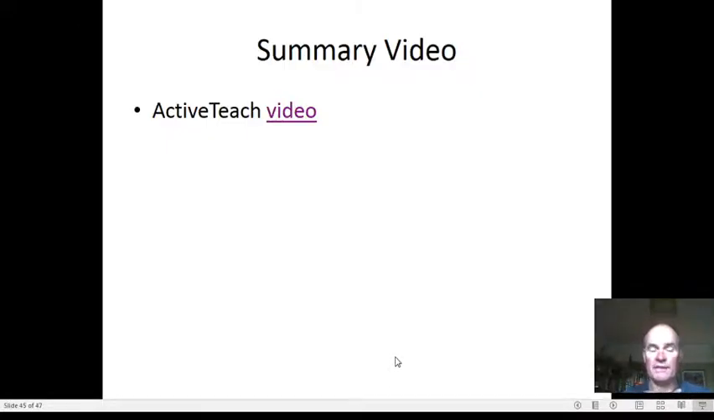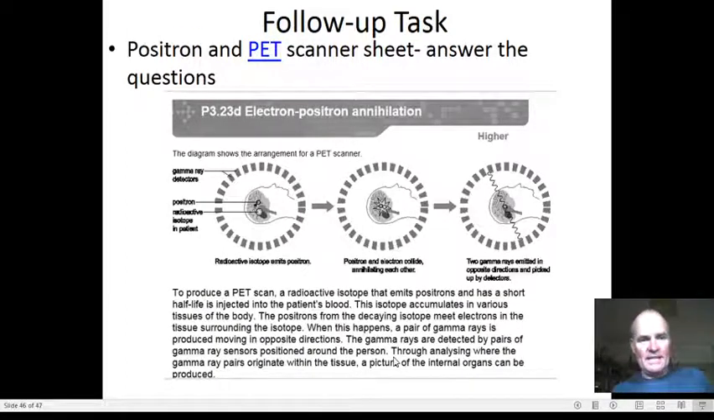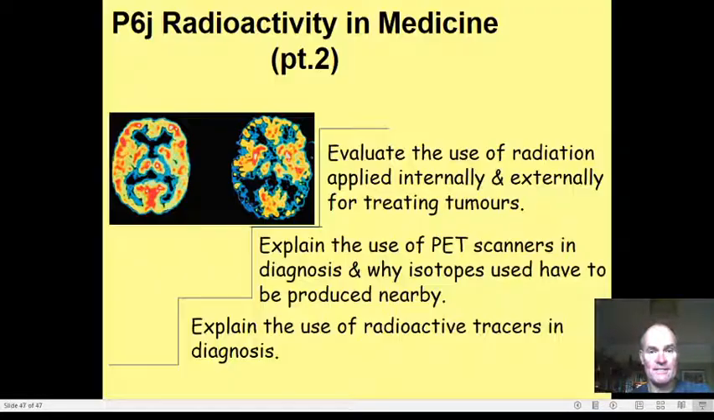So, hopefully that was useful. The follow-up task for this is a positron PET scanner sheet as is shown here. There are questions. It introduces the idea of PET scans and how they work, and I hope we already knew that. There's a series of questions for you to answer on that, which we can either discuss in the tutorial team session that we'll have, or I'll just simply publish the answers as well, or both. So there's a follow-up task to see how much you've learned and what your understanding is of the use of PET scanners and tracers as radioactivity used in medicine.